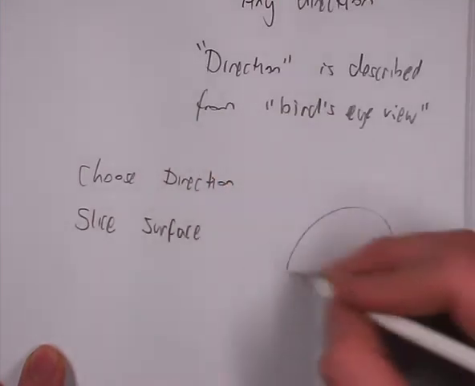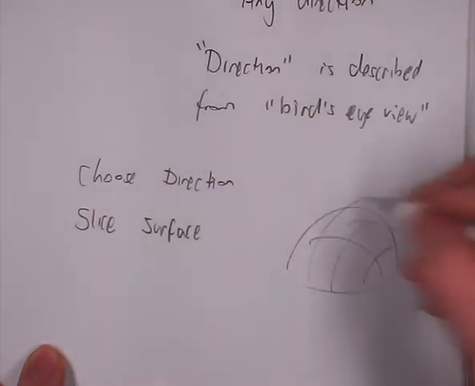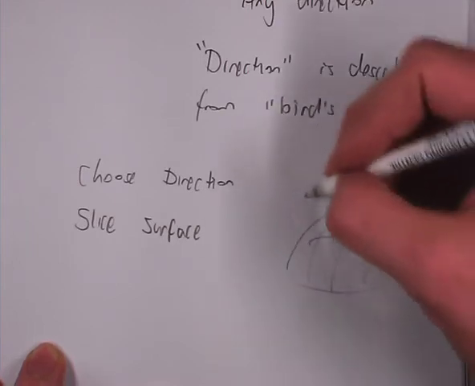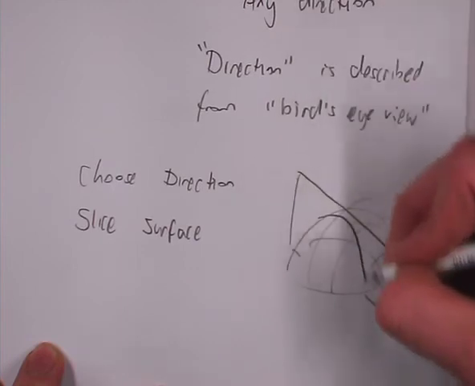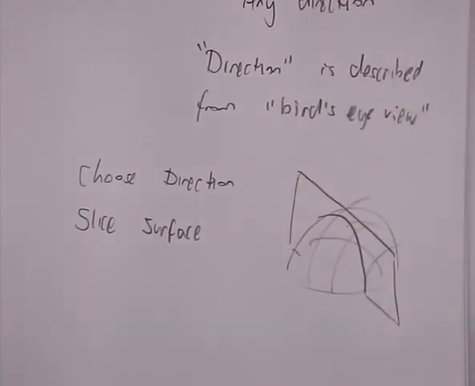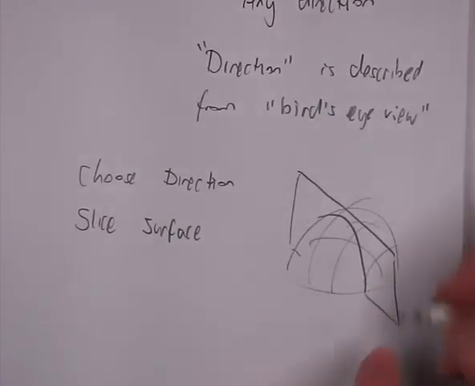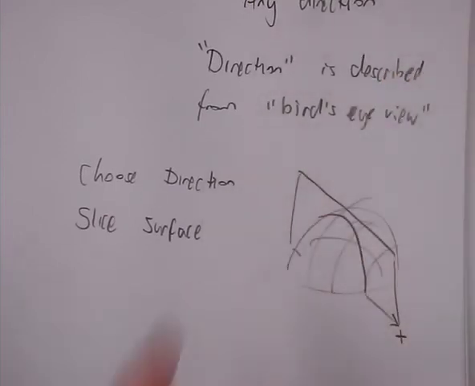Okay, so we've got our hill. And we choose any direction, not just x or y, but some other random direction, and we slice our surface. And then you take the positive axis as the direction you're pointing in. So it could be that plus is this way, or plus could be that way. It actually makes a difference. So it depends on which side of this plane you're looking at.